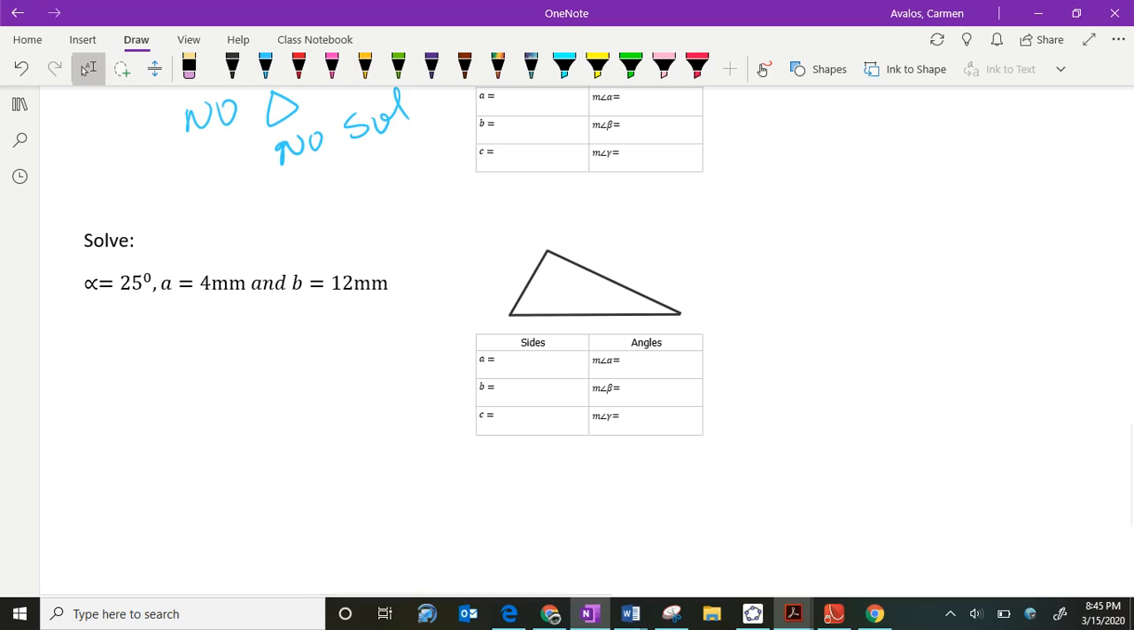Done with that problem there. Okay, what about this one here? This one here says that it's an acute triangle. So this one here is going to be 25. That is your alpha. The side opposite is A, which is 4 millimeters. And then there is your B, which is 12 millimeters there.